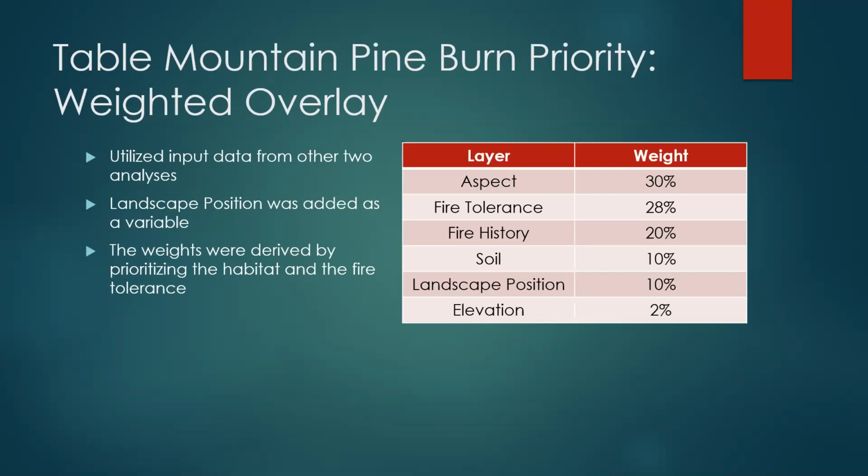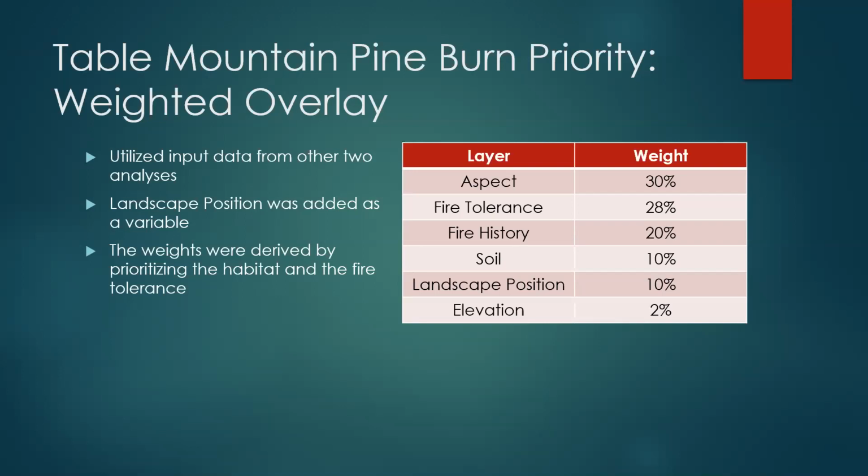I also knew from looking at the fire tolerance data that the only forest type prioritized as high priority in the current prescribed burn priority analysis happens to be the forest type which contains Table Mountain Pine. Since this layer represents where Table Mountain Pine could possibly be located in the landscape, I chose to assign it a weight towards the top.